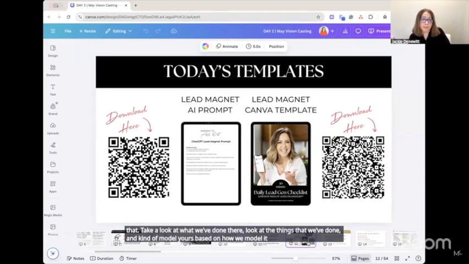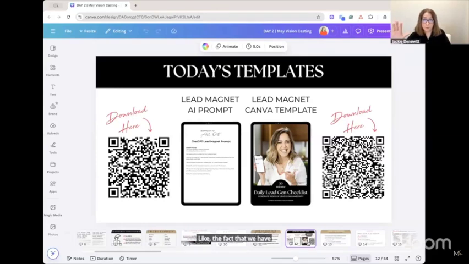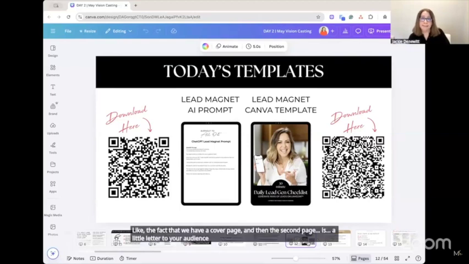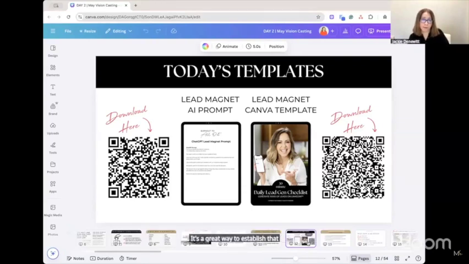In that template, you're going to see certain things, like the fact that we have a cover page. And then the second page is a little letter to your audience, right? This brings humanity into what you're doing. If you look strategically at all of Melissa's lead magnets, the second page is always a note from Melissa telling them the value they're going to get out of that lead magnet. It's a great way to establish rapport with your ideal client. Then we go into the meat, the checklist itself.